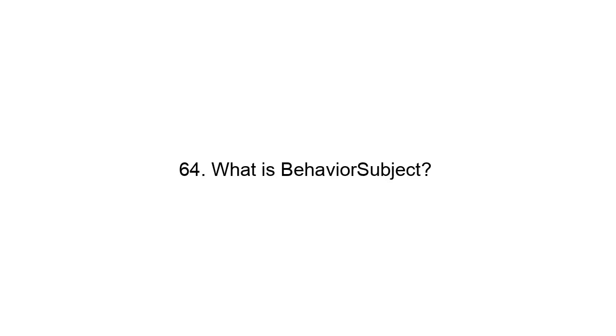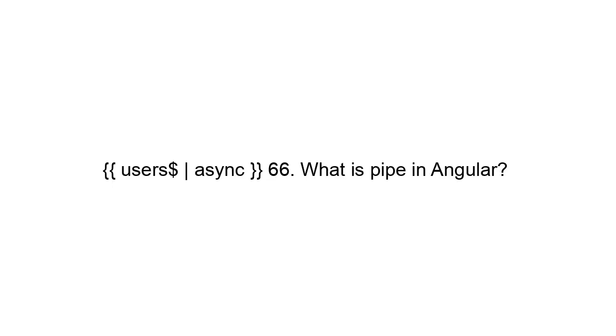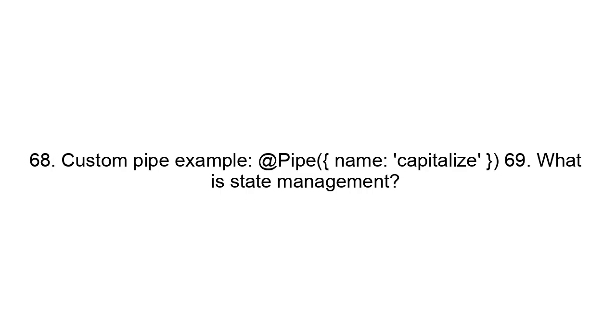64. What is BehaviorSubject? Stores latest emitted value. 65. What is async pipe? Automatically subscribes and unsubscribes observables. Example: users | async. 66. What is pipe in Angular? Transforms displayed data. 67. Common built-in pipes: date, currency, uppercase, lowercase. 68. Custom pipe example: @Pipe name: 'capitalize'.